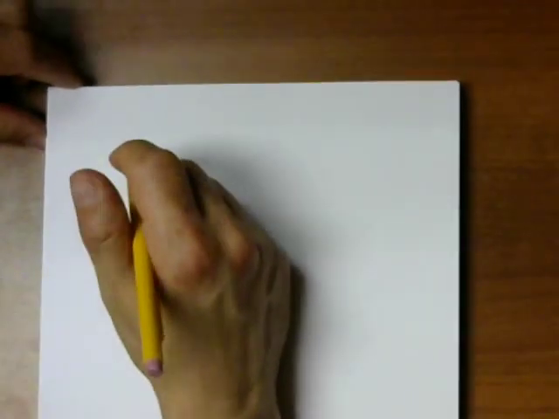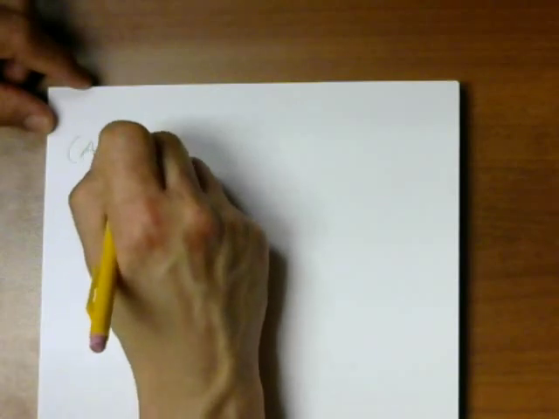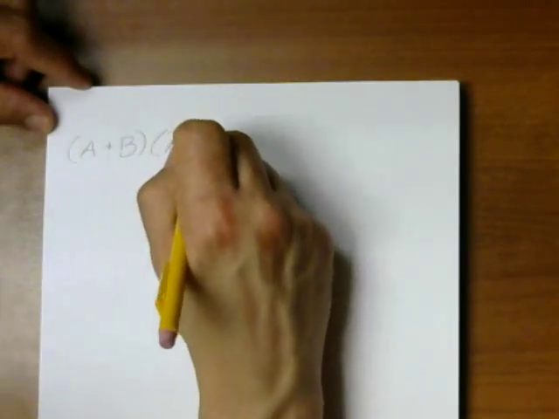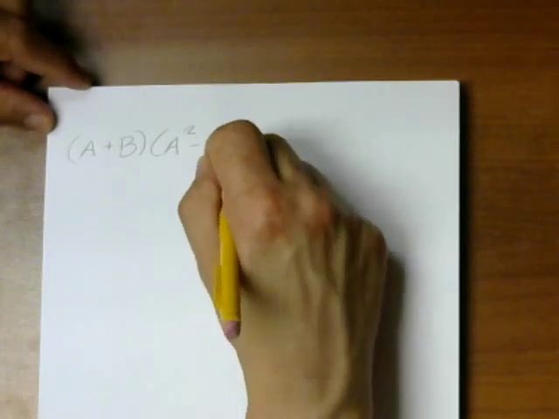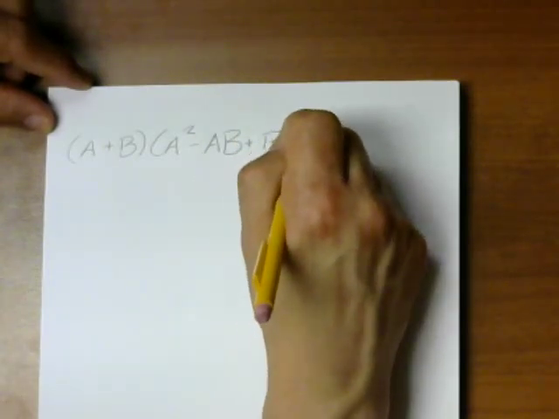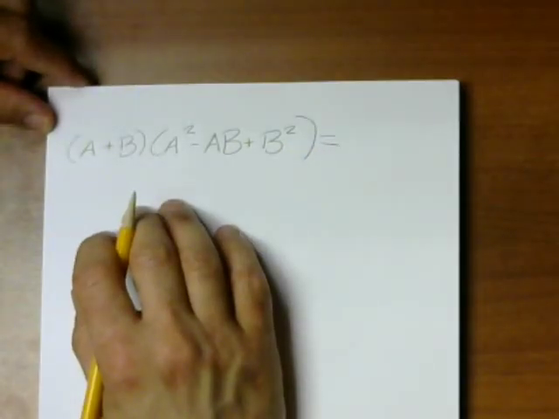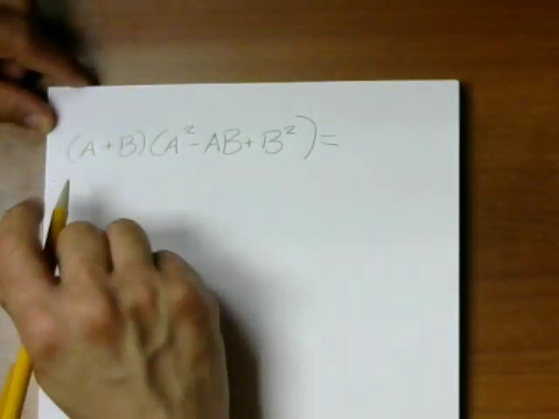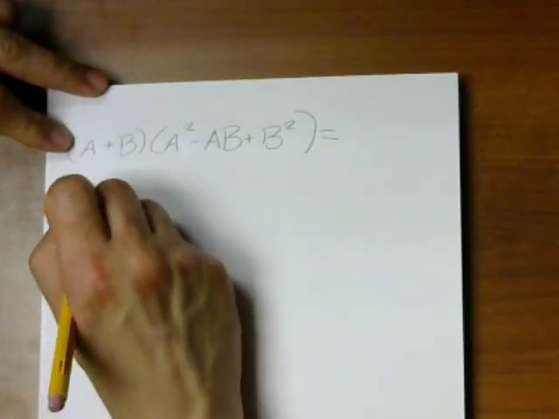I'm going to introduce just another question. What happens if we have something like this? Well, let's figure it out. I can multiply the a times each of these terms. Let's try to do it without using the distributive law.